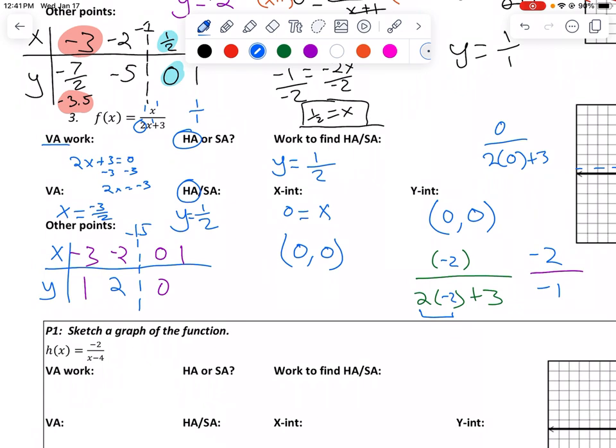Okay, and then the last one I'm going to do is this 1. So let's see. If I plug a 1 in, 2 times 1 is 2, plus 3 is 5. So 1 over 5, so 1/5. 1/5 as a decimal is 0.2. So it's not quite all the way to 1, right?